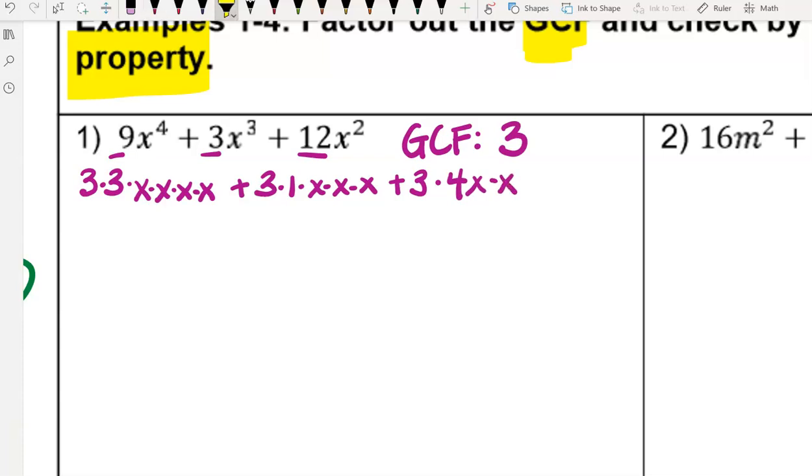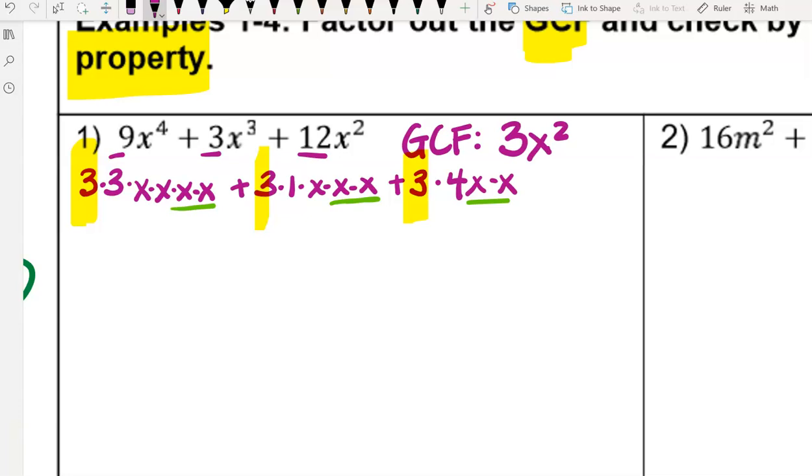So when we look at the biggest number they have in common, they all have a 3. Then let's look at the variable. What is the biggest variable power we have? So we have 2 x's here, 3 x's over here, so they all have x squared in common. So for this one, students, your GCF is 3x squared. So we take that out.